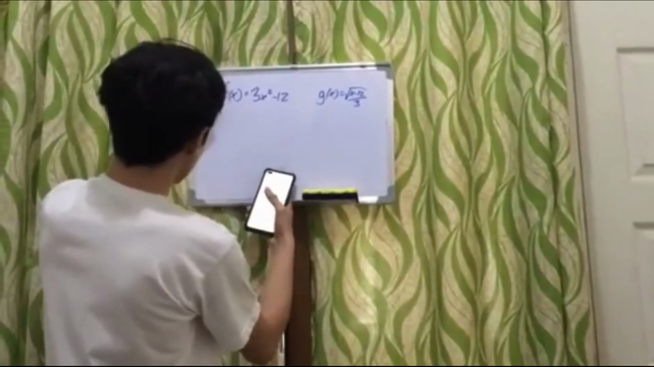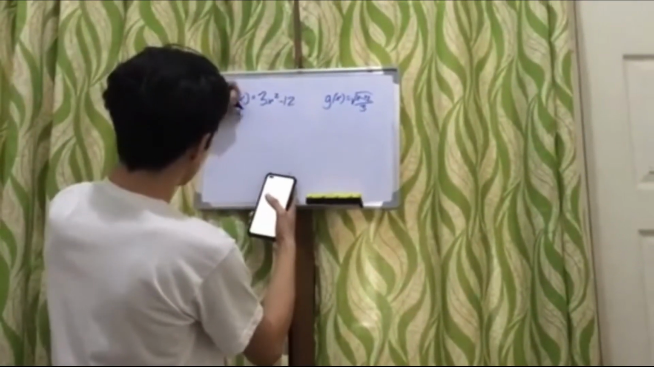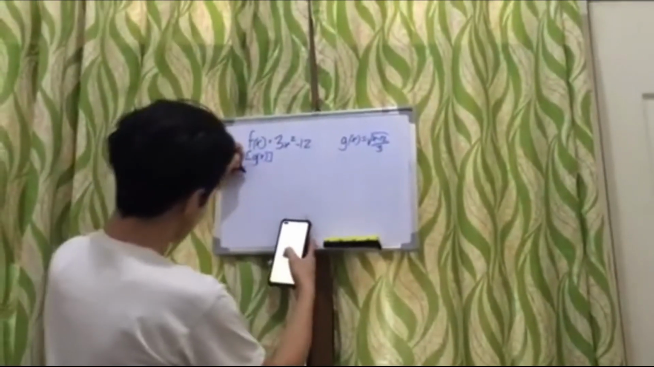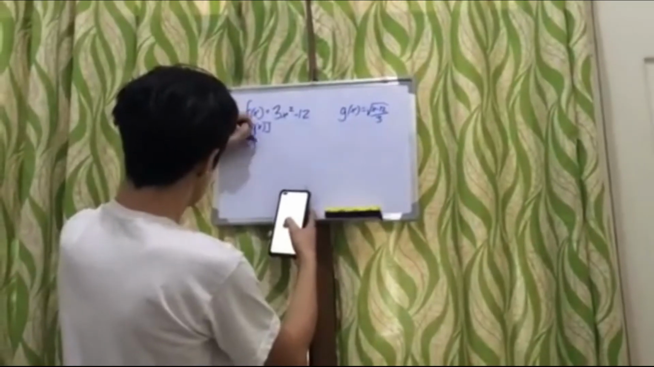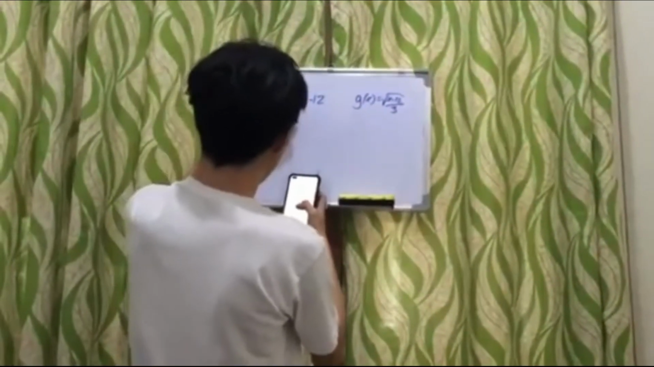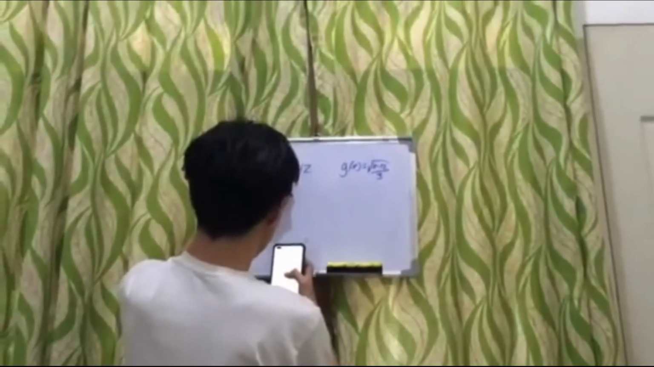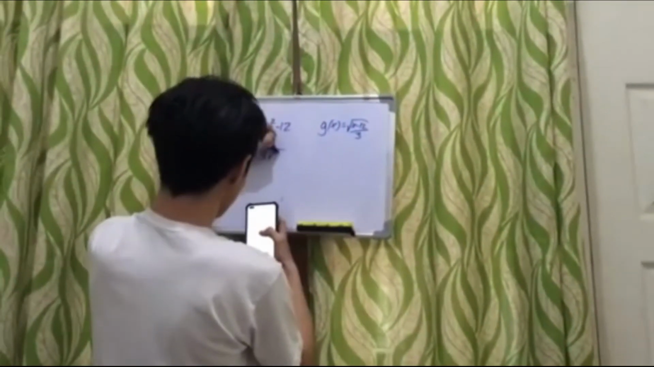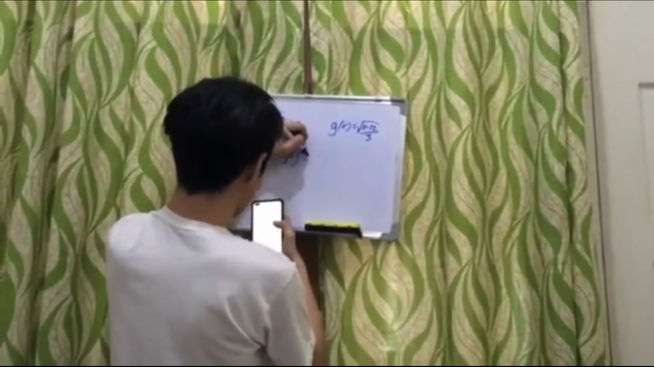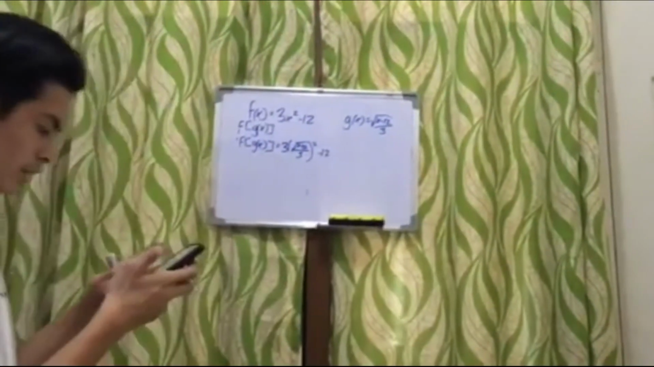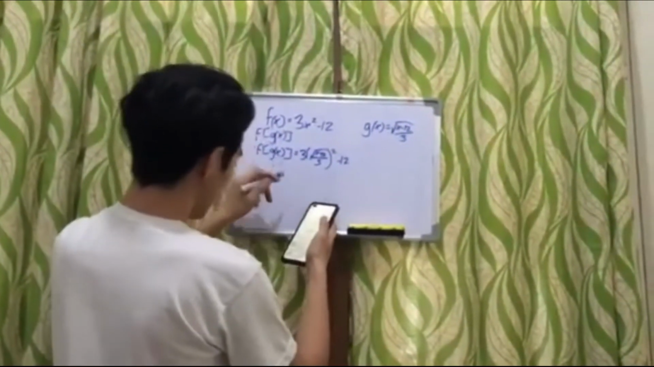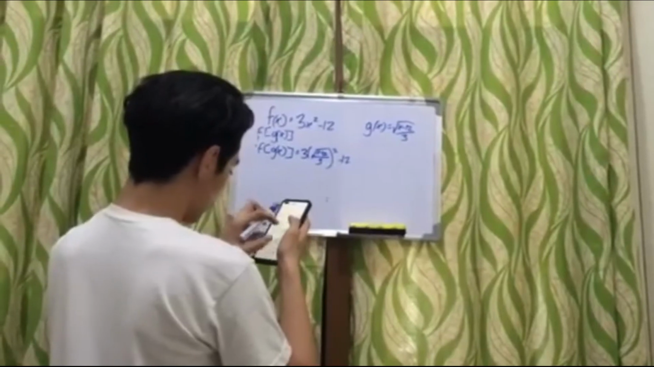Again, f of g(x). Here f equals 3 times the square root of x minus 12 over 3, squared, minus 12. Then change x from f to the square root of x minus 12 over 3.